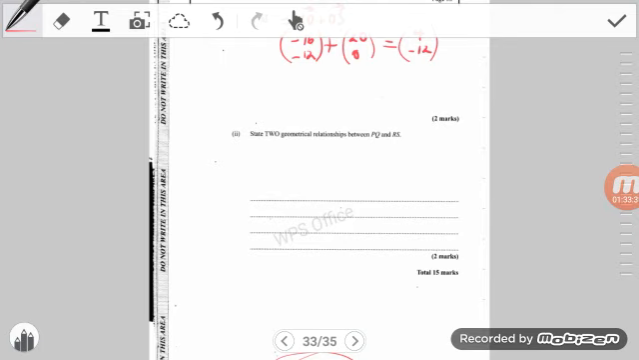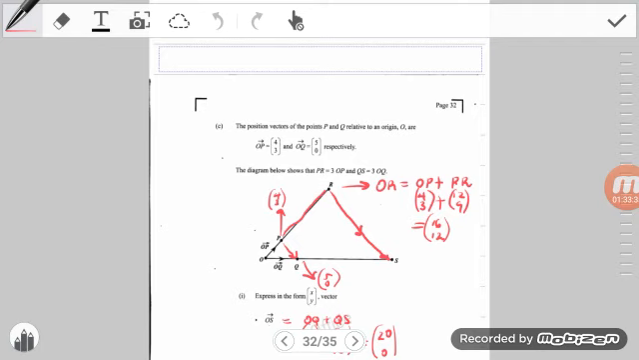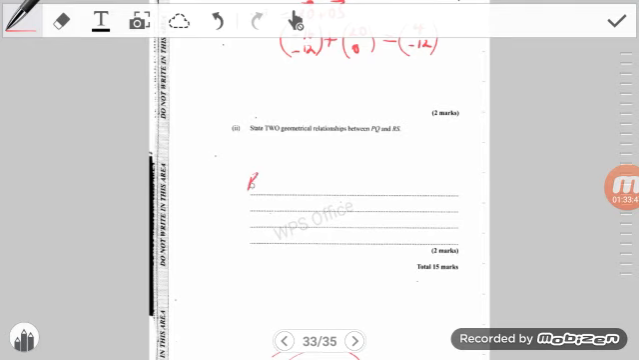PQ and RS. Clearly you can see that the arrows are going in the same direction. So one of the relationships is that PQ is parallel to RS. That's one.